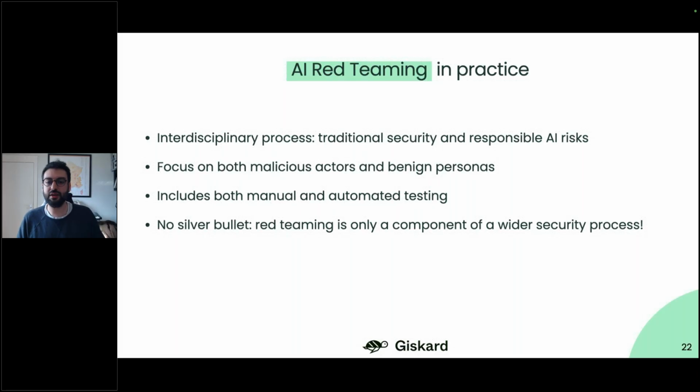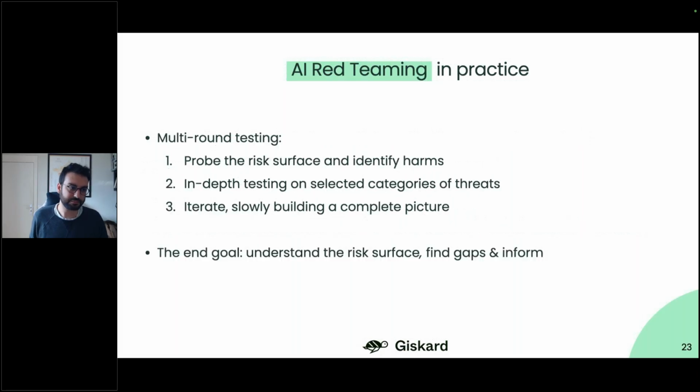Auto red teaming allows you to probe a huge attack surface in a very cost-effective way. You can test a whole bunch of vulnerabilities at a time, but you can't go deep into the red teaming techniques because those are automated tools. So it's nice to use both in tandem. There's no silver bullet when it comes to red teaming tooling.